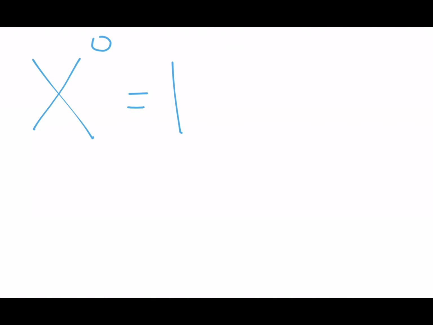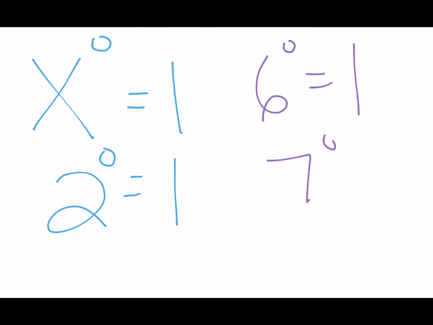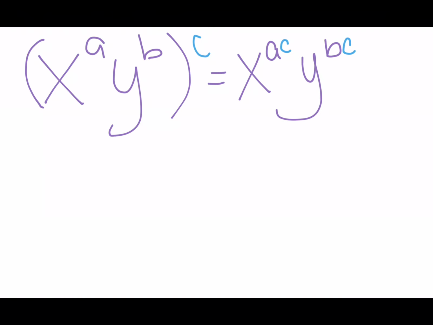This one is just saying that x to the 0 equals 1. So if you have 2 to the 0 power, it equals 1. If you have 7 or 6 to the 0 power, it equals 1. Anything to the 0 power equals 1.